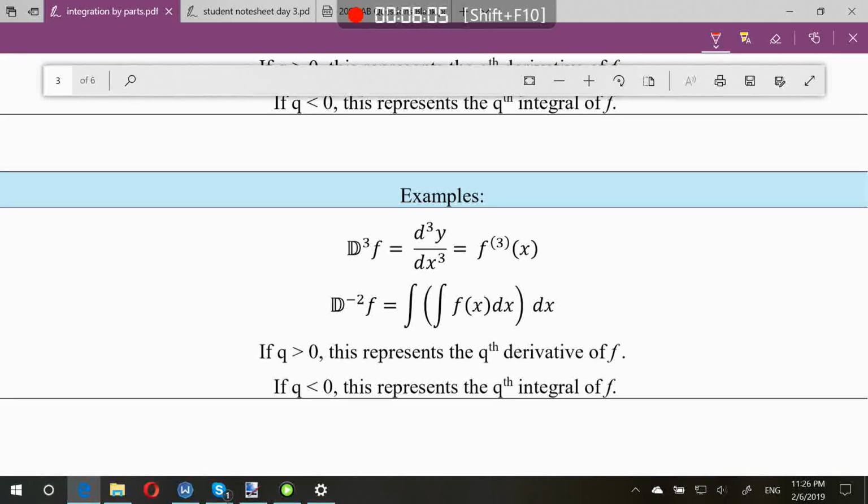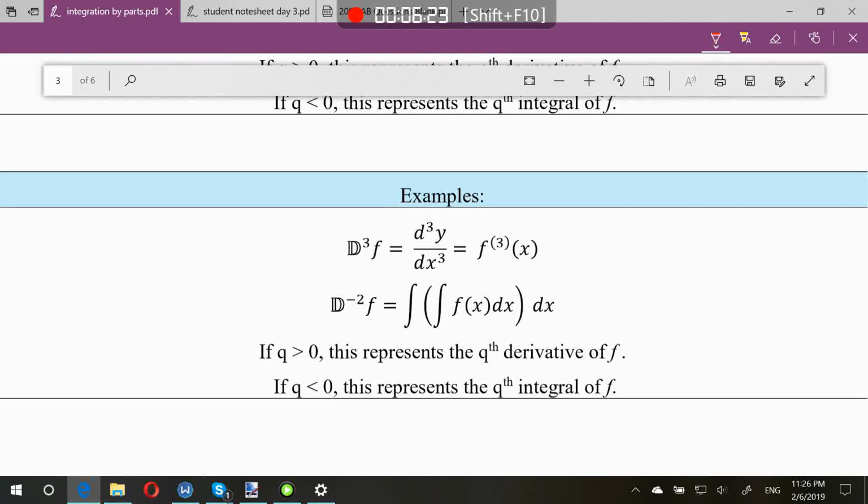Okay. So if you have a negative number here, we've integrated this many times. If we have a positive number, we have derived this many times. If you see a 0, that means we have not derived or integrated. So we just have our function.